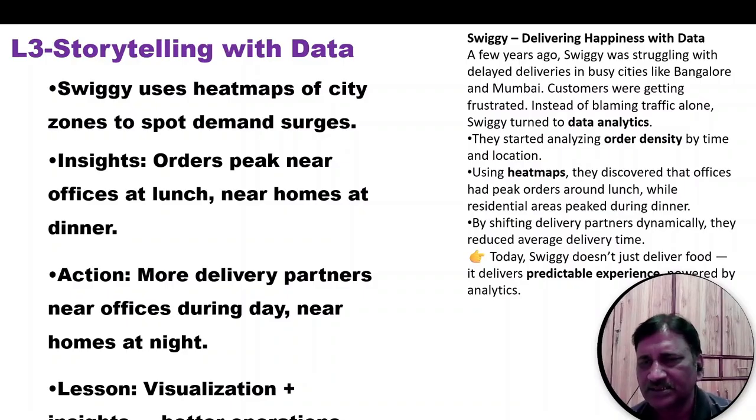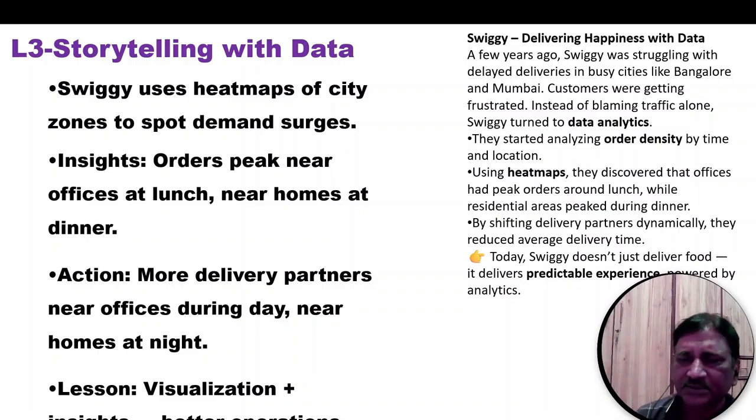Today Swiggy doesn't just deliver food; it delivers a predictable experience powered by analytics, right? So this is an interesting case wherein data analytics was used by Swiggy to sort out the delayed delivery issue. What will indicate or direct towards the delayed delivery issue? So what led to the analysis, and now what led to the action, right?